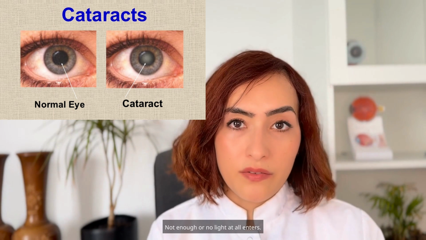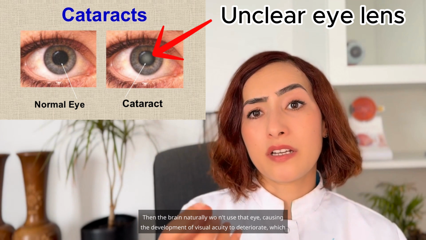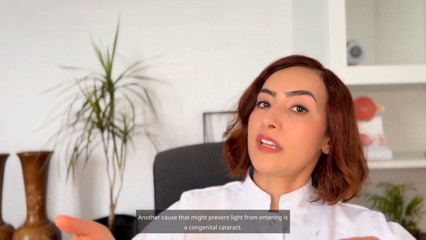Another cause that might prevent light from entering is a congenital cataract, or a cataract that develops in childhood. And what do we mean by that? Cataract means that the eye lens is simply not clear. And because it is not clear, no light enters. As a result, the eye's visual development can deteriorate, leading to a lazy eye.